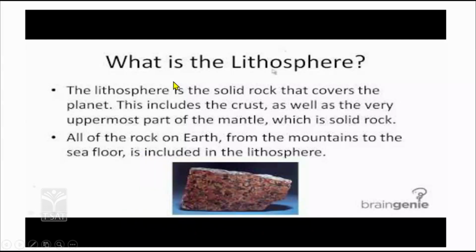So, this is what a lithosphere is. The lithosphere is a solid rock that covers the planet. This includes the crust as well as the very uppermost part of the mantle, which is solid rock. All of the rocks on Earth, from the mountains to the seafloor, are included in the lithosphere.